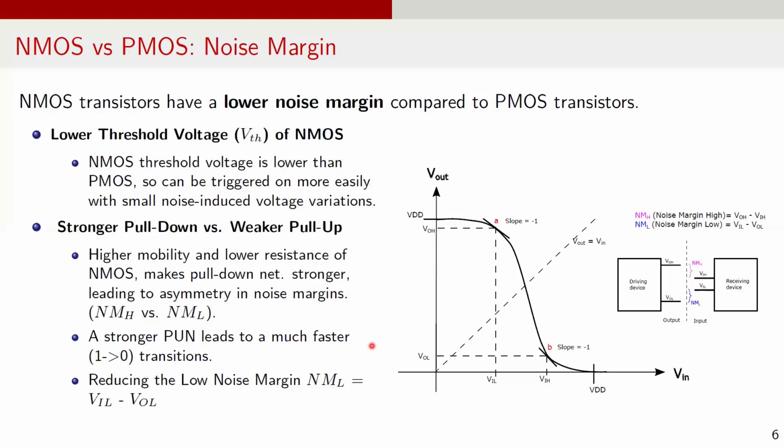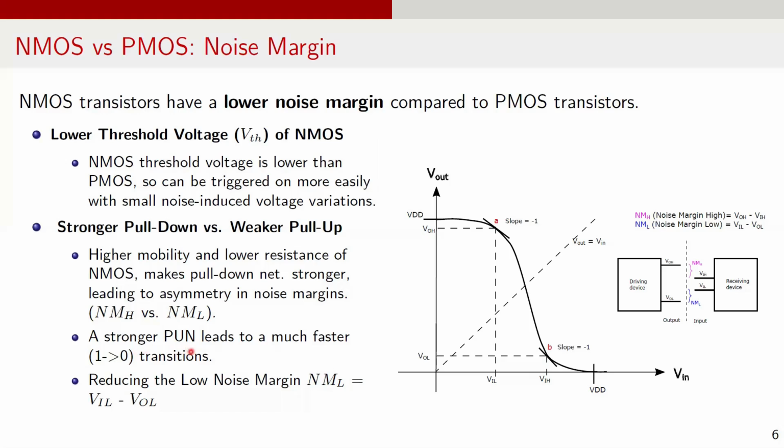This is due to the differences in the threshold voltage and carrier mobilities between the two. The threshold voltage of NMOS is lower than that of the PMOS, meaning that it can turn on more easily with small noise-induced variations in voltage. This makes NMOS circuits more susceptible to noise. In CMOS logic, NMOS transistors are used in pull-down networks, while PMOS transistors are used in pull-up networks. Since NMOS transistors switch faster and have lower resistance, the pull-down is stronger, leading to an asymmetry in noise margins.